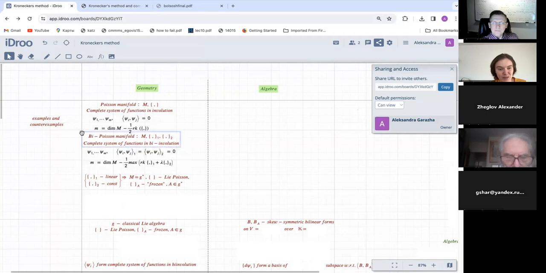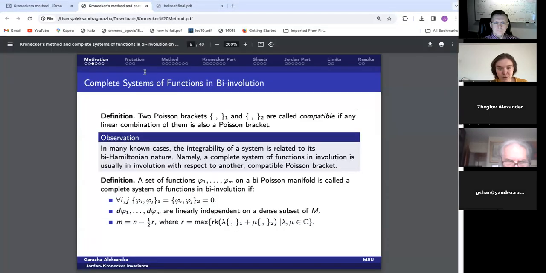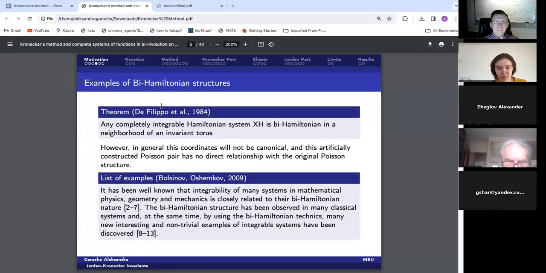Maybe I'll try to give some examples and counterexamples. As we can see, the second problem is harder because here we have two brackets and more conditions. But we have a lot of examples where we can solve this problem, and it's really hard to find counterexamples. So I have just a few slides with them.